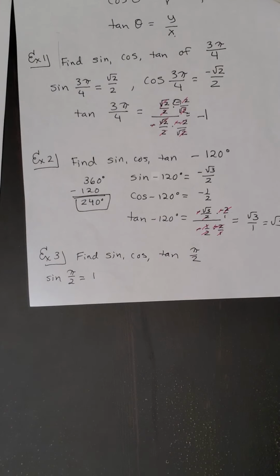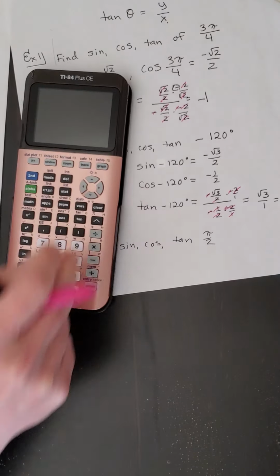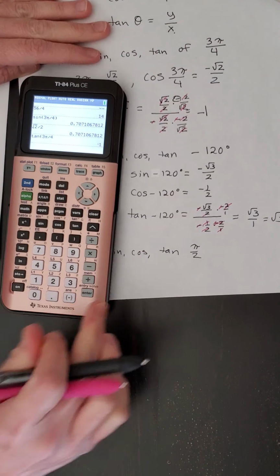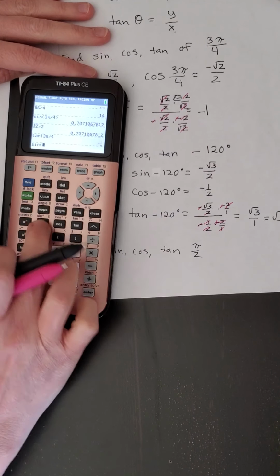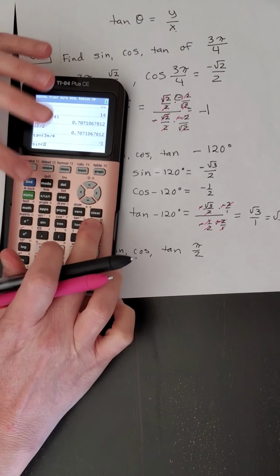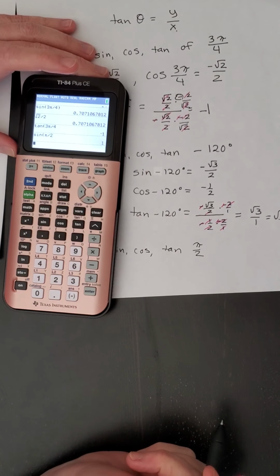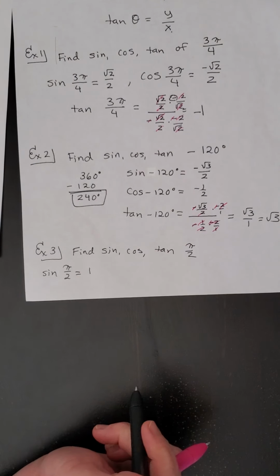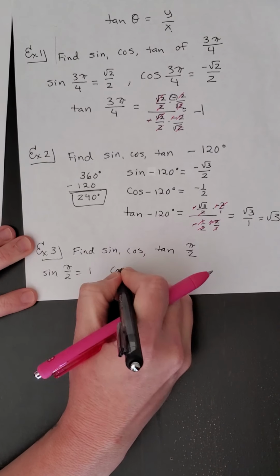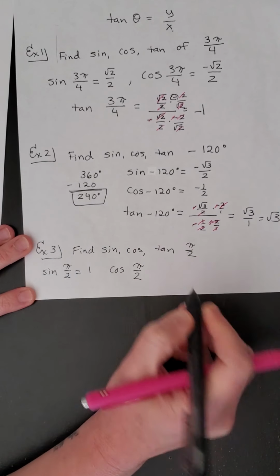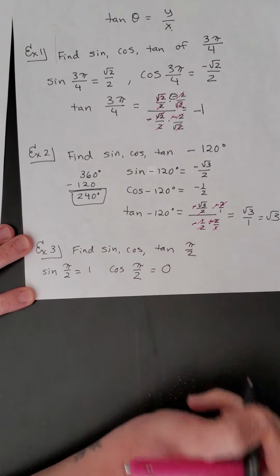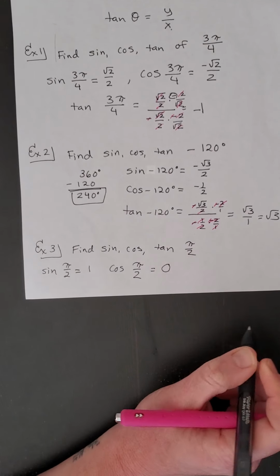And you can, again, verify this. I'm going to verify it on my calculator. So sine pi over 2, 1. All right, cosine pi over 2. Cosine pi over 2 is 0, our x value, right? Looking back at the unit circle.